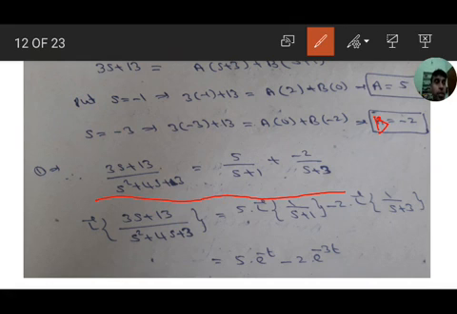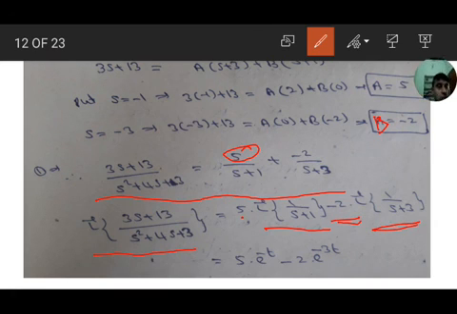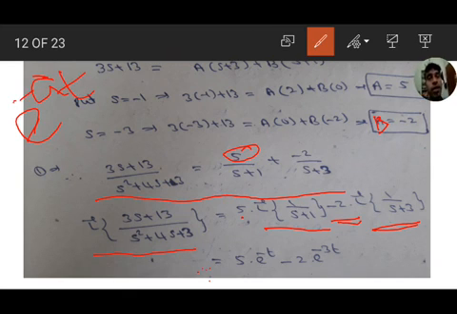By linearity property, apply inverse Laplace transform. L inverse of (3s plus 13) by (s square plus 4s plus 3) equal to 5, the coefficient outside, L inverse of 1 by s plus 1, minus 2, the coefficient outside, L inverse of 1 by s plus 3. Formula: L inverse of 1 by s plus a equal to e to the power of minus at.